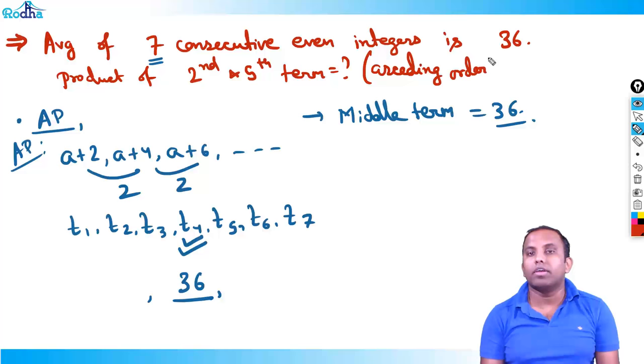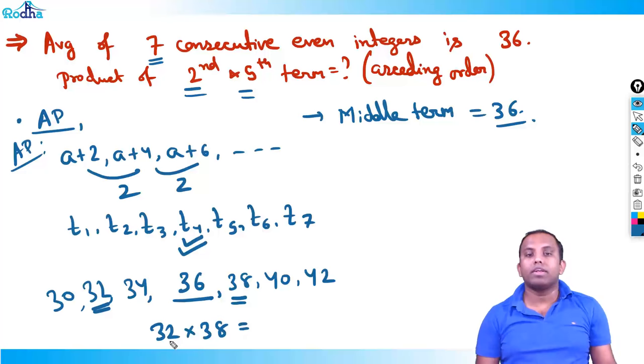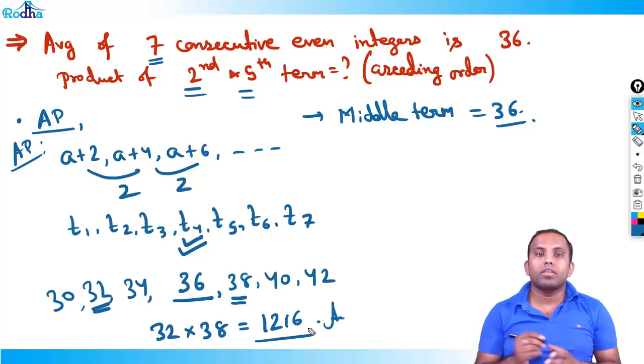If T4 is 36, what is T5? 38. T6 is 40. T7 is 42. T3 is 34. T2 is 32. T1 is 30. So we got all the terms. I need the product of T2 and T5. T2 is 32 and T5 is 38. So 32 into 38, the answer will be 1216. This is a funda: the average of 7 consecutive even integers is 36.